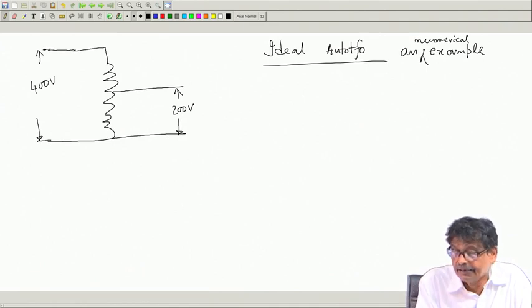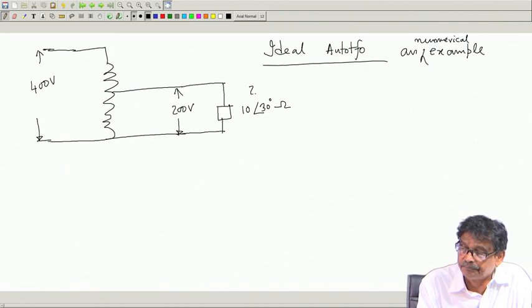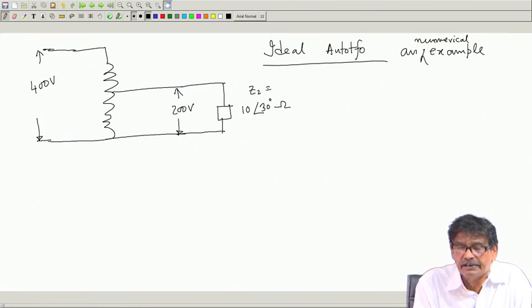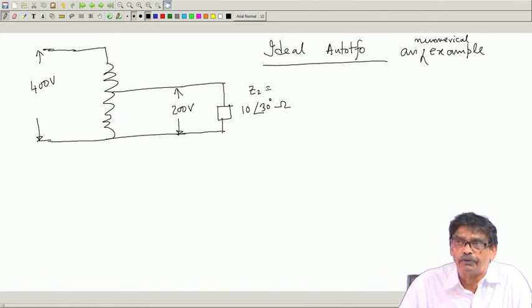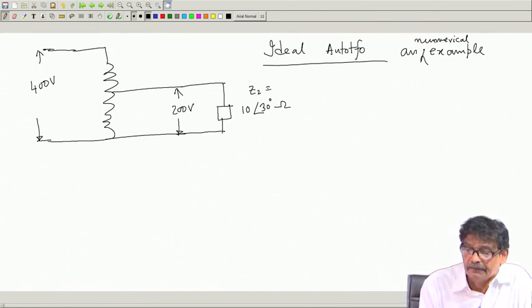and I say that you have connected an impedance here of value say 10, 30 degree, inductive impedance I have connected, Z 2. I ask you to find out, calculate currents in all the branches of the circuit, a very straightforward problem, but you should do it like this.